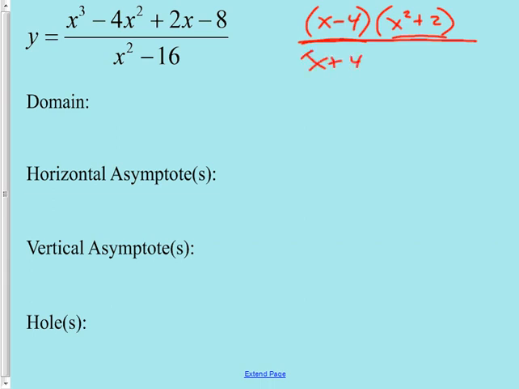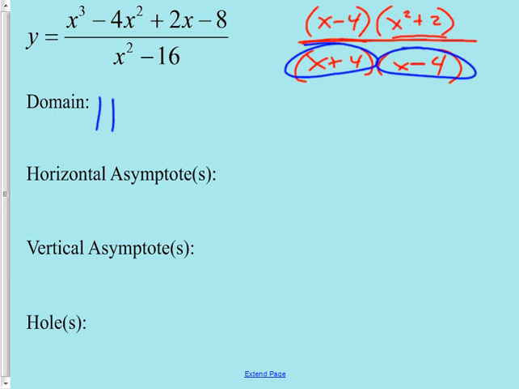x plus 4, x minus 4. Now what's special about this one? Well, first thing I'd want you to do on a question like this is before you cancel anything, all I've done is factored stuff. Now I answer the domain question. Domain means everything works in this function except what? And the only things that are going to crash it are the things that make the bottom 0.